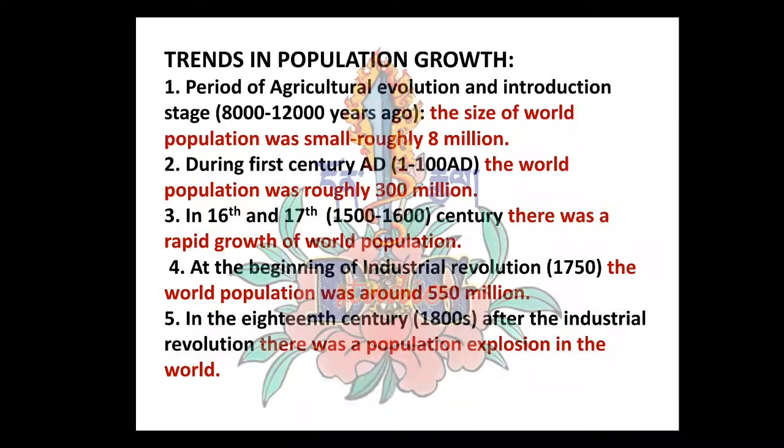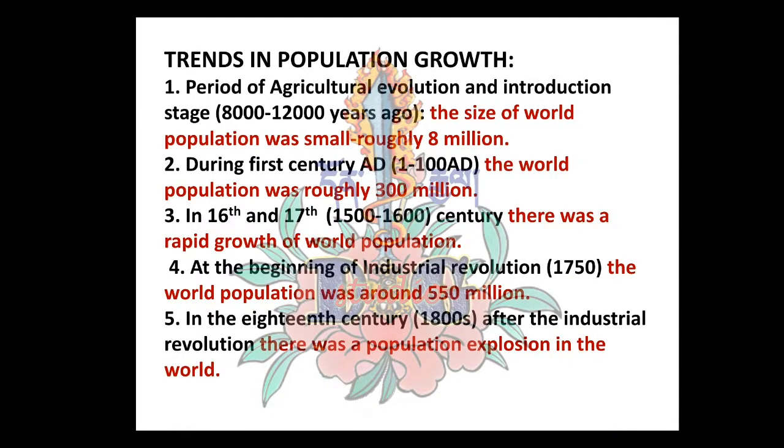The size of the population in the world is roughly 8 million, and during the first century, that means 1 to 1080, the world population was roughly 3,000 million. Between the 6th and 7th century, there was a rapid growth of population.